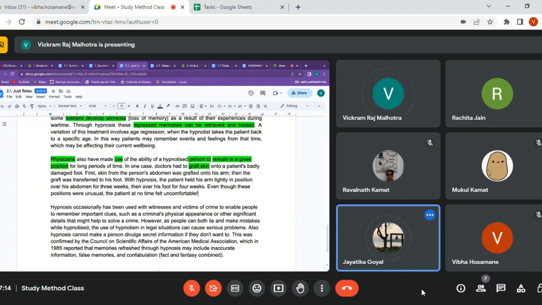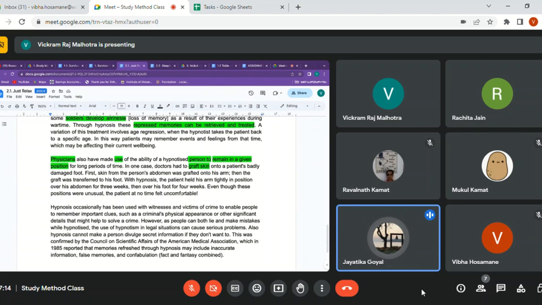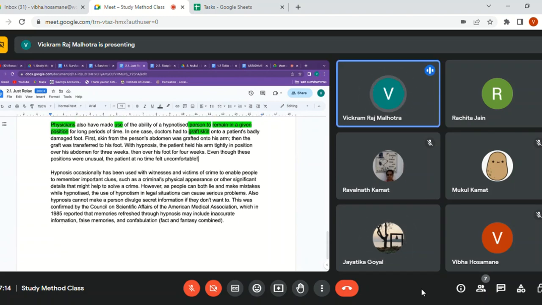Right. Do you need to highlight anything else, or are the basic keywords sufficient to remember what it's about? I think I can remember it with these keywords. Sufficient then. Let's go to the last. Yashasvi, would you like to read the last paragraph and highlight the keywords? Okay. Go ahead, please.